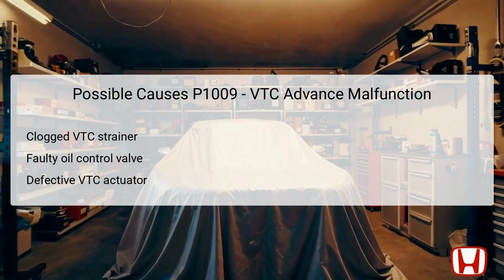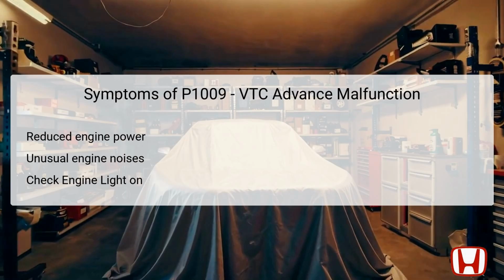The presence of DTC P1009 may manifest through a variety of symptoms that drivers can experience. A noticeable reduction in engine power often occurs as the VTC system fails to optimally adjust valve timing, affecting overall performance. Unusual engine noises, specifically from the timing chain or camshaft area, can indicate an underlying issue contributing to the malfunction.